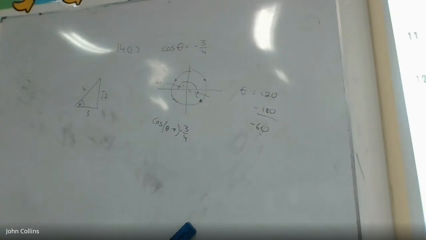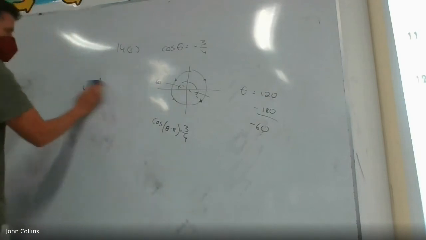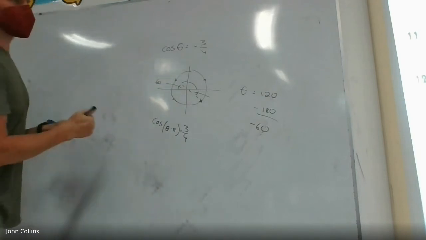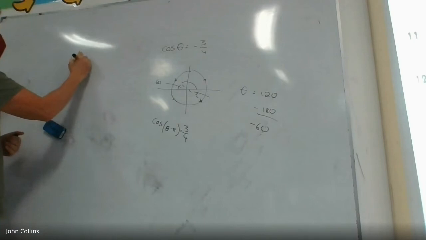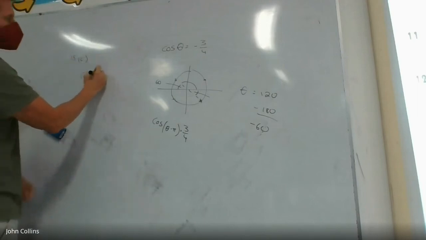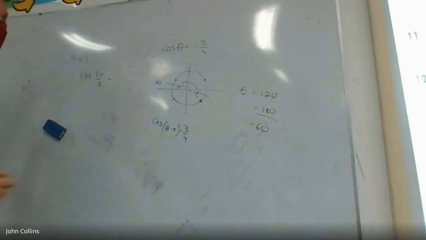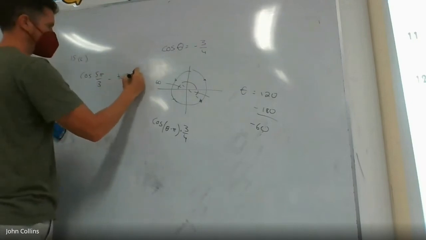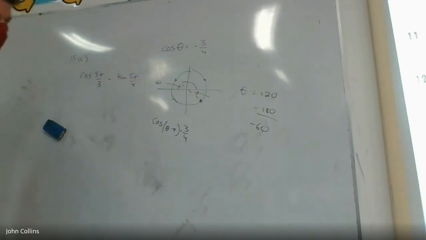Okay. Question 15 then, without a calculator, so 15C, is it C and D? 15C anyway. Cosine 5 pi over 3 minus tan pi over 4.